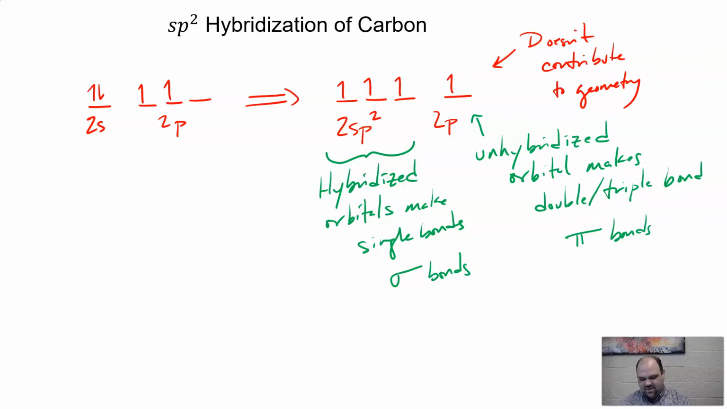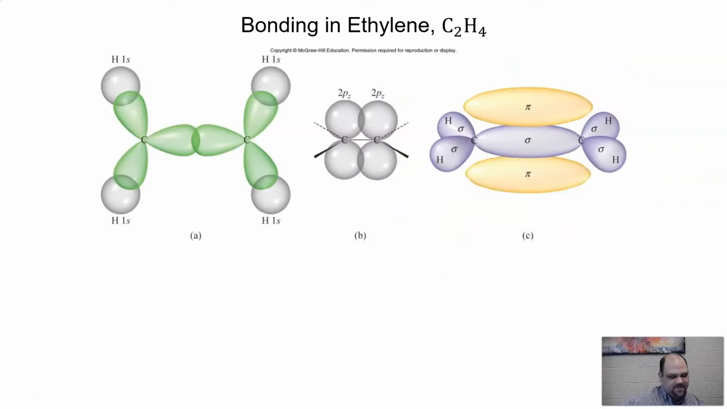So let's take a look at an example. Here we have ethylene, C2H4. It turns out that these carbons in ethylene are sp2 hybridized. And so in green, we have sp2 orbitals. And those sp2 orbitals make a single bond here with this overlap, a single bond here with this overlap, a single bond here with this overlap, and a single bond here with this overlap. And in the middle, we have a single bond between the two carbons.